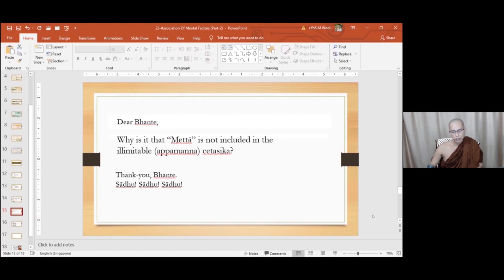and upekkha, equanimity, is tatramajjhattata. That is why not only metta, the upekkha is also not included in the appamanna cetasika, because they are not separate mental factors from adosa and tatramajjhattata. For metta, we already count adosa in the enumeration of mental factors, and for upekkha, we already count tatramajjhattata. So this is the reason why metta is not included in the illimitable cetasika, but is still an illimitable practice.